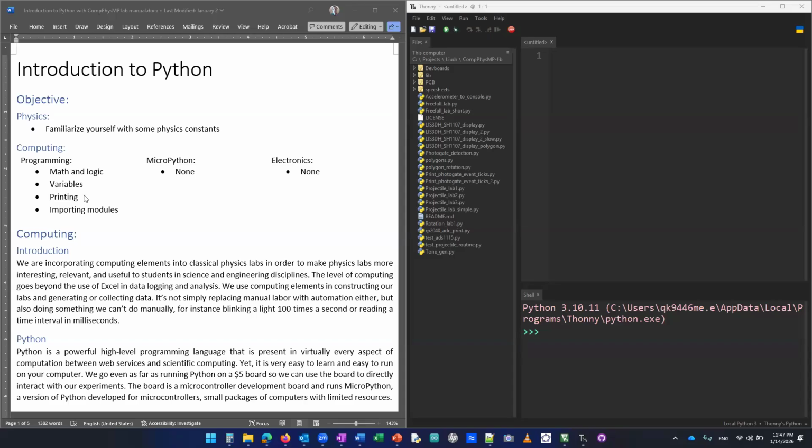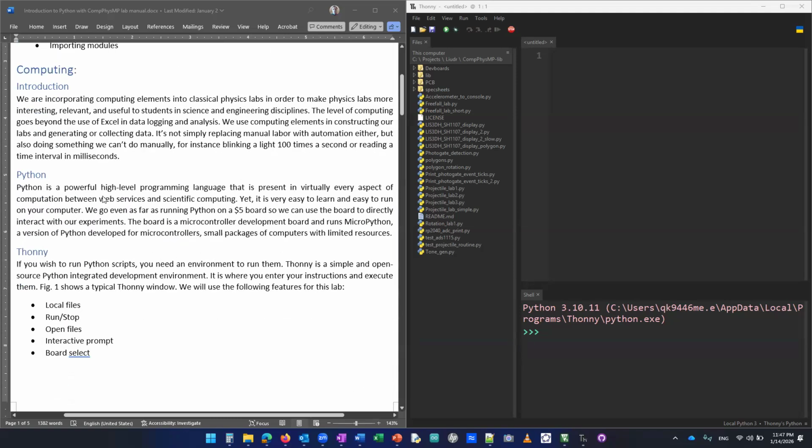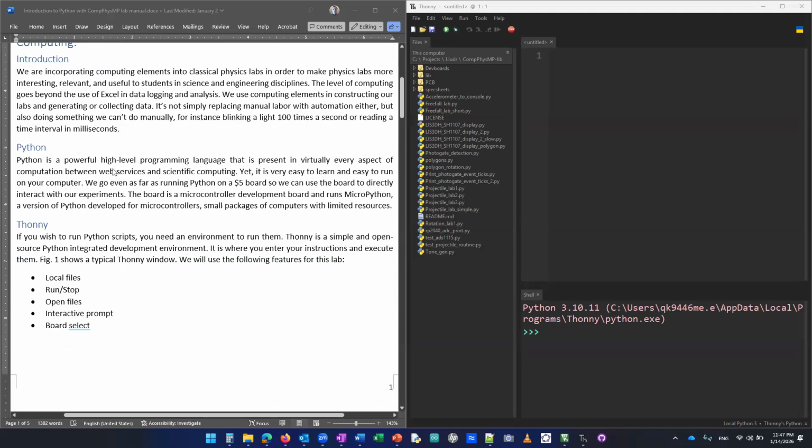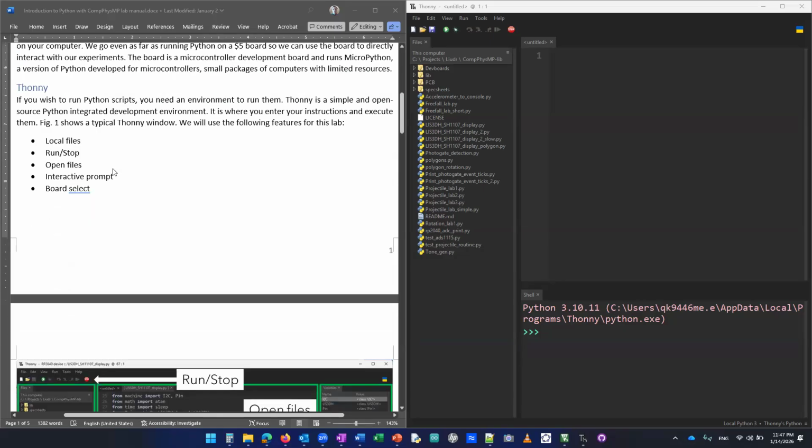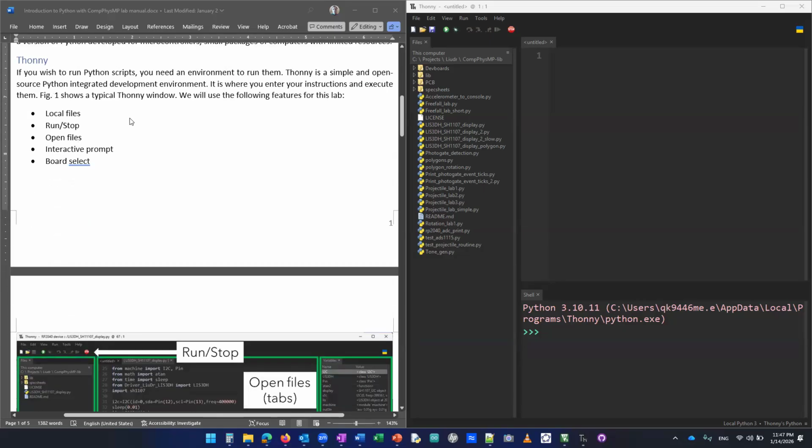So I'll skip through the introduction part of computing and Python, and just go directly to Thonny. Thonny is a Python integrated development environment, or IDE. This is on the right side. You're supposed to install Thonny, and we'll go through the features that we use for Thonny.